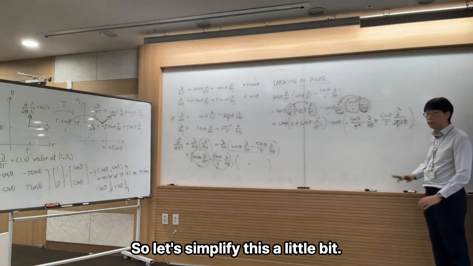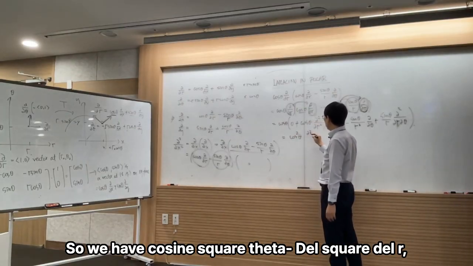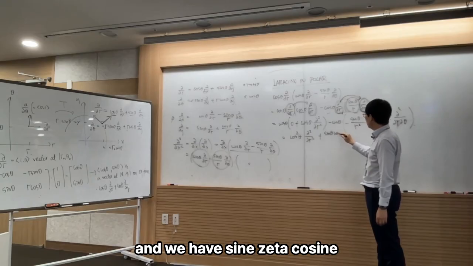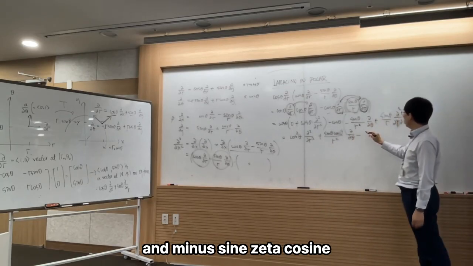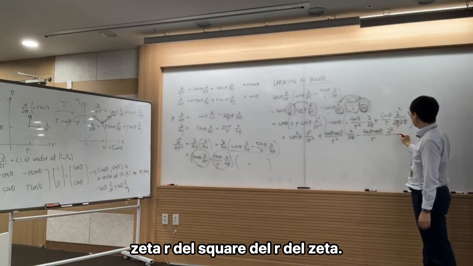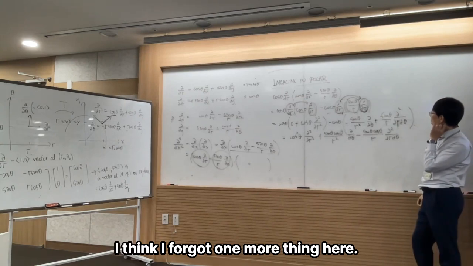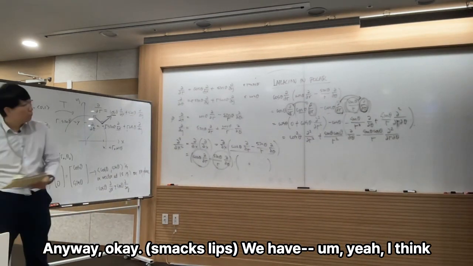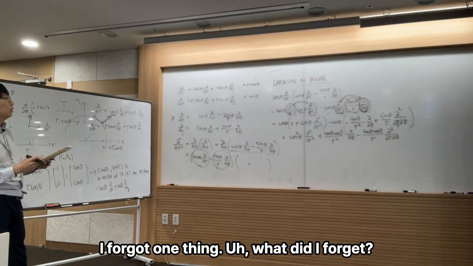Okay, so let's simplify this a little bit. We have cosine squared θ ∂²/∂r². And we have sine θ cosine θ over r² ∂/∂θ. And minus sine θ cosine θ over r ∂²/∂r∂θ. I think I forgot one more thing here. No? Maybe not. Anyway. I think I forgot one thing. What did I forget? Oh yeah.